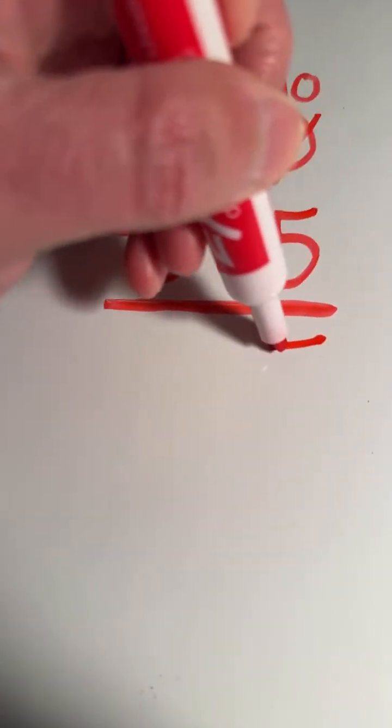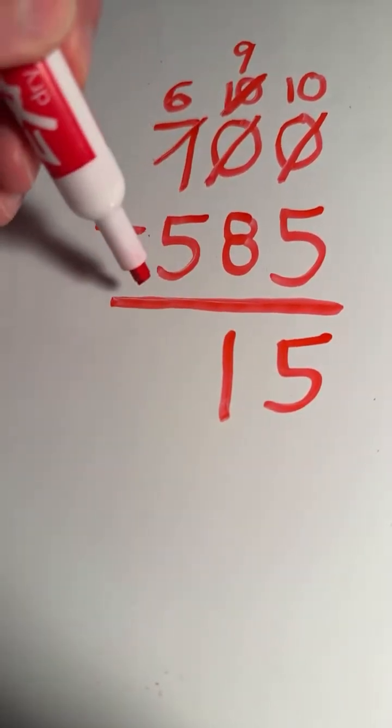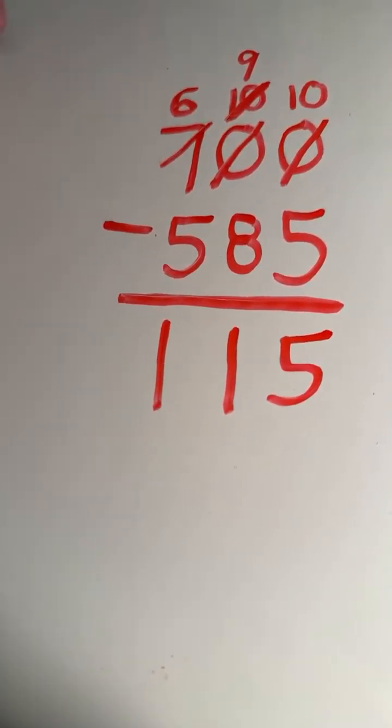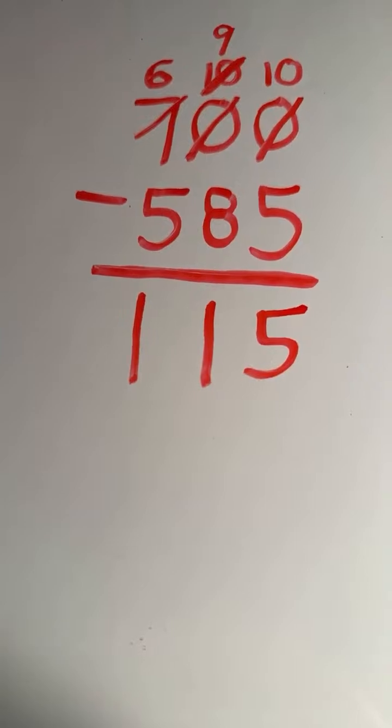Ten minus 5 equals 5. 9 minus 8 equals 1. 6 minus 5 equals 1. And we have our final answer. 700 minus 585 equals 115.